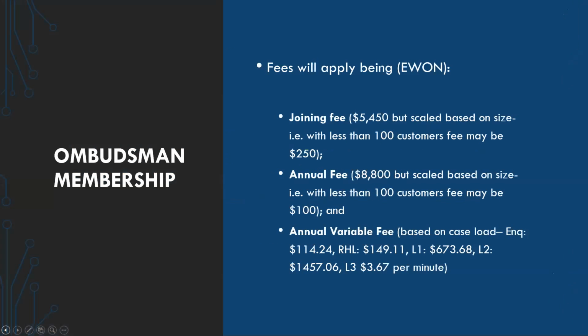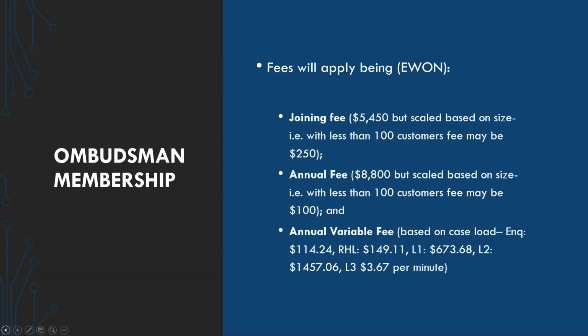The implication of that is that the cost of running an exempt embedded network is going to increase. The Ombudsman scheme in New South Wales has four tiers of fees that will apply. The fees that we've indicated are for a normal authorised retailer. You can see that the joining fee is $5,450 and the annual fee is $8,800.